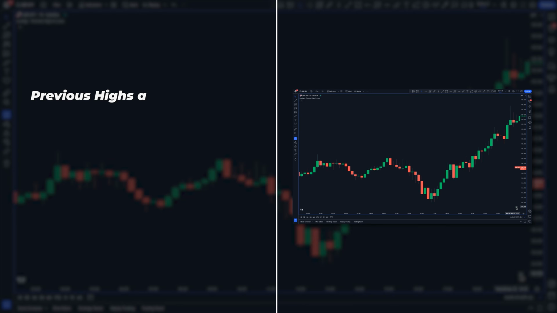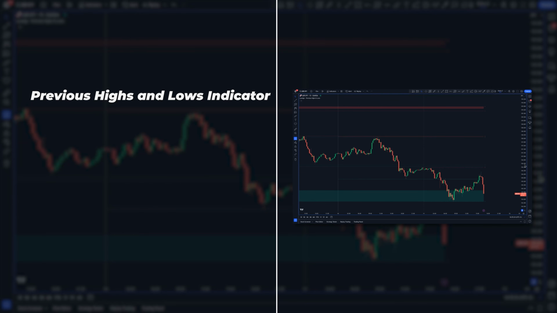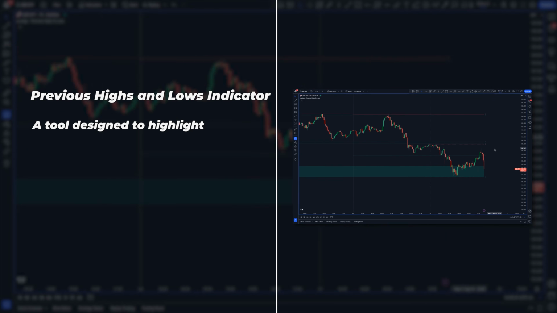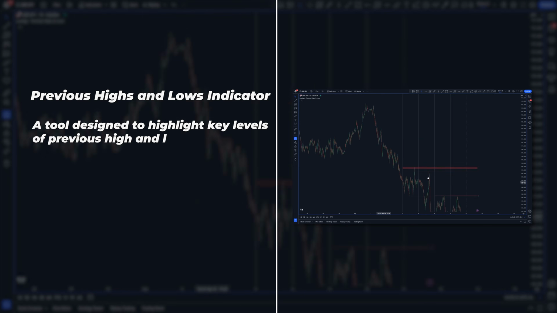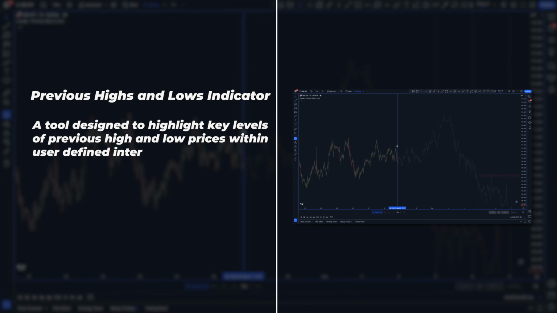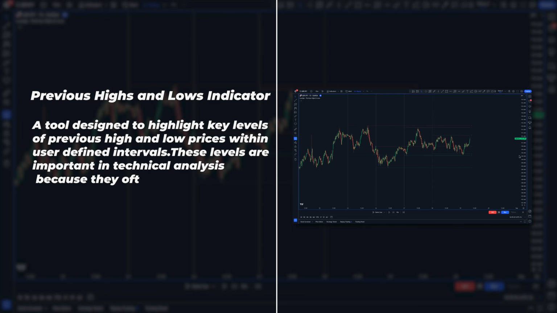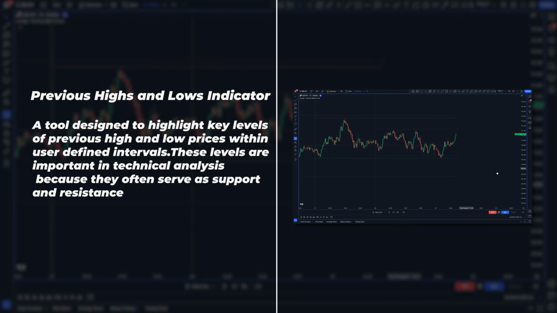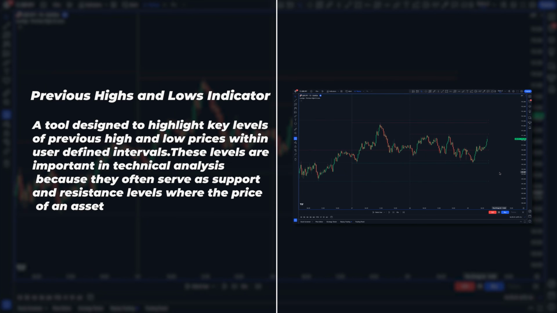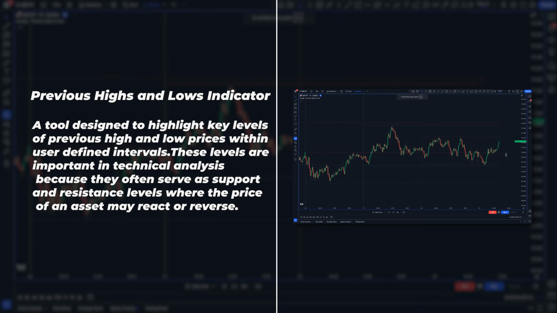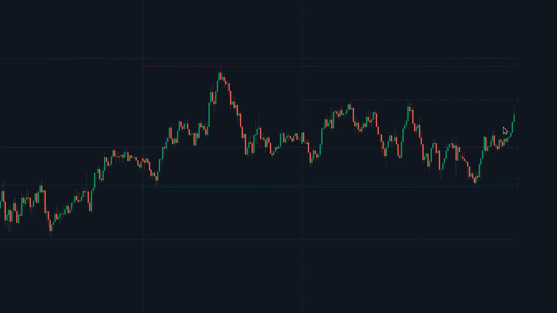The Previous Highs and Lows Indicator by Lux Algo is a tool designed to highlight key levels of previous high and low prices within user-defined intervals. These levels are important in technical analysis because they often serve as support and resistance levels where the price of an asset may react or reverse. This indicator is really simple. It's made up of only a few components.